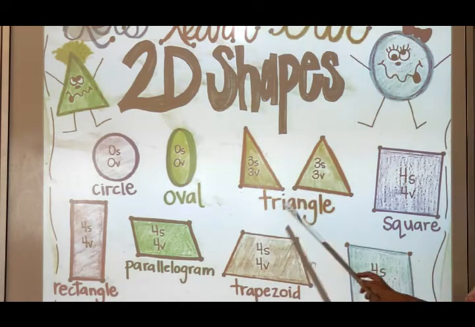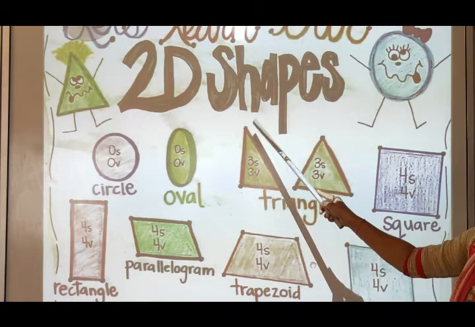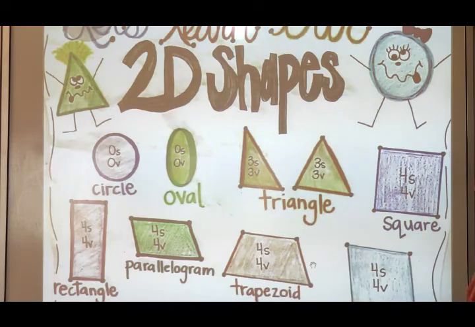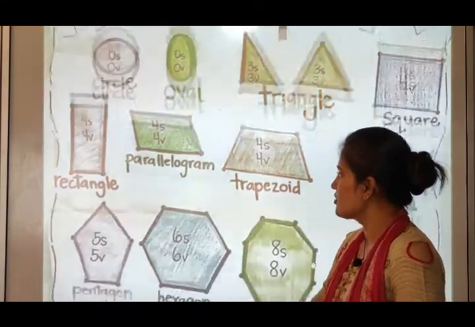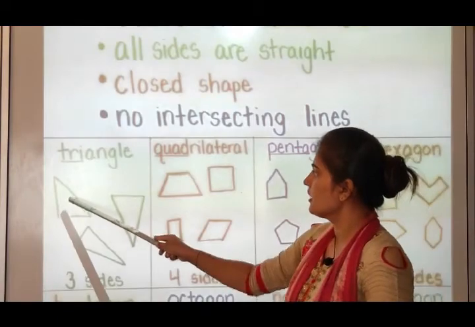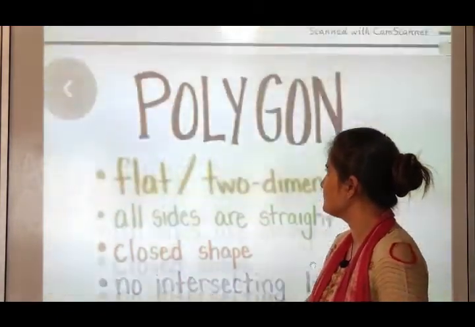Now what about triangles? Triangles have 3 angles, 3 vertices and 3 sides. Here you can see these are two examples of triangles. Triangles can be drawn in different ways. Here I will show you another three types of triangles.